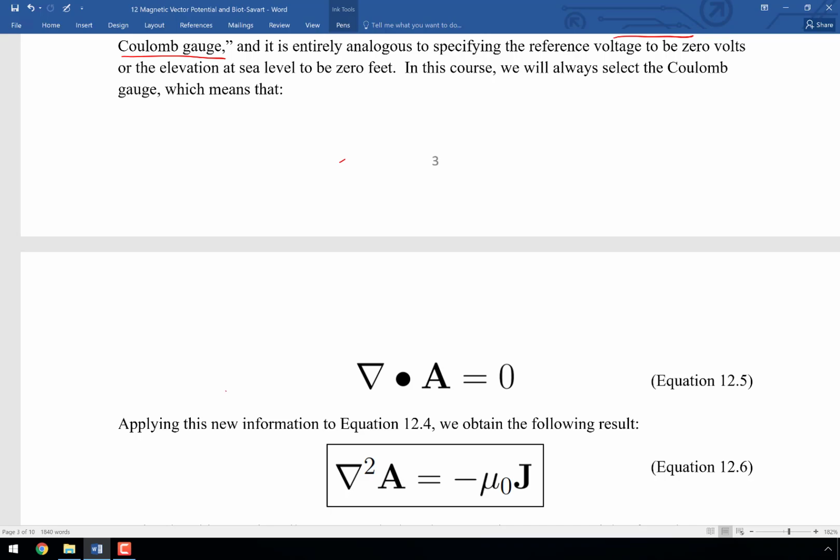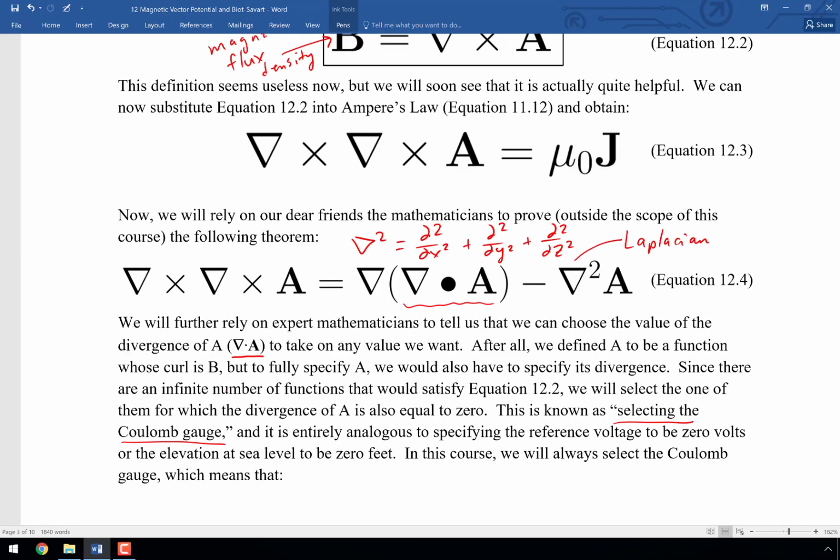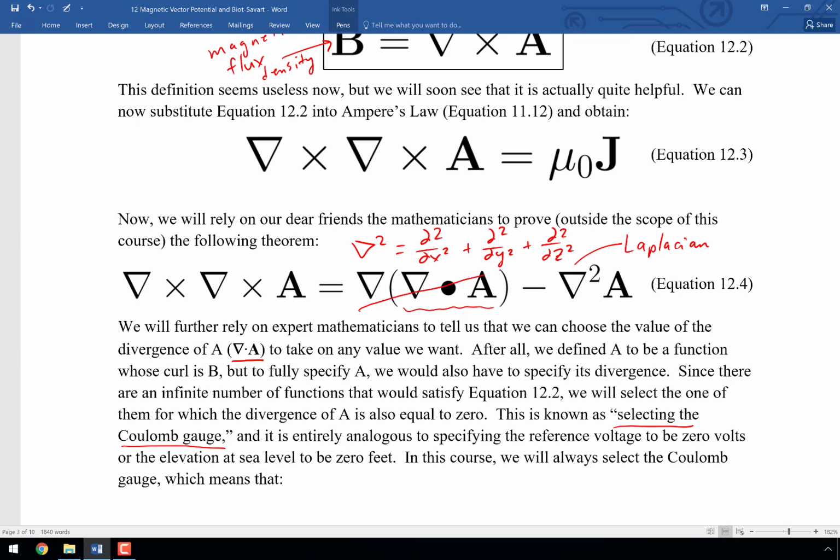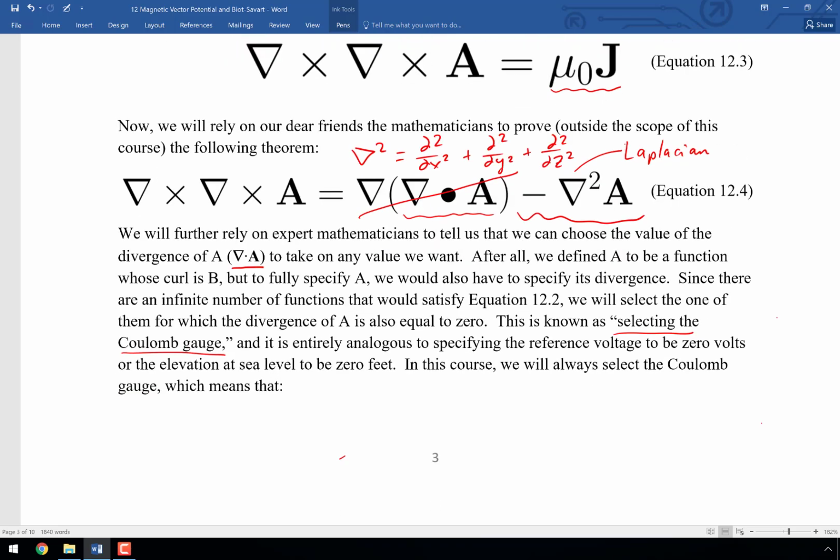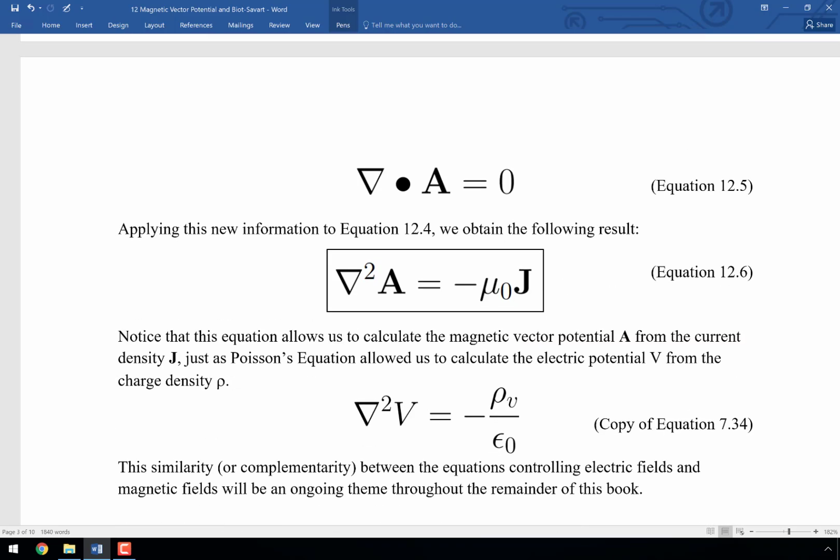And because I've chosen it to be 0, if I flip back up to this equation, that means that this term right here is going to go away. And if that term goes away, then that means that the curl of the curl of A is simply equal to the negative Laplacian of A. And we know that the curl of the curl of A is equal to mu sub 0 times J. So therefore, the negative Laplacian of A is equal to mu sub 0 times J. Or we'll just flip the negative sign over to the other side.